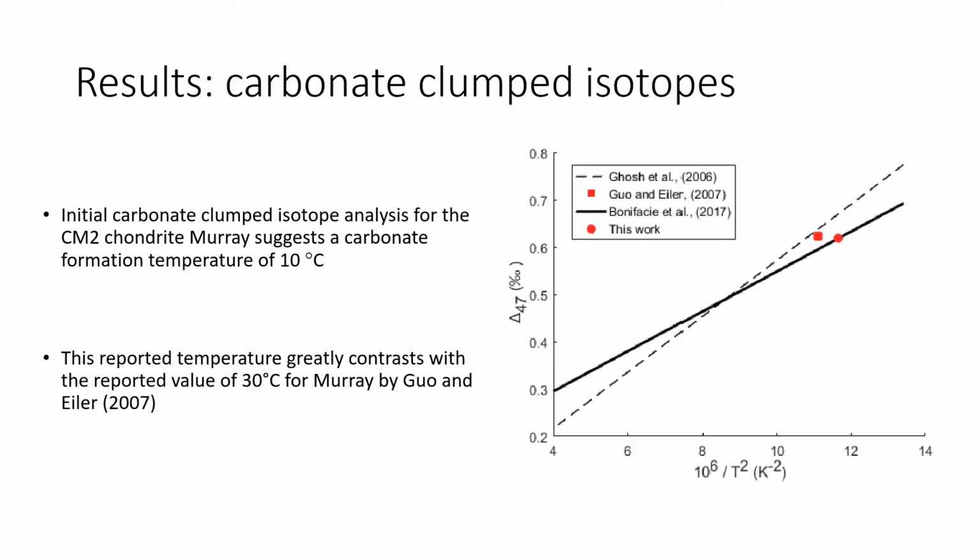Now for the carbonate clumped isotope portion of the project. We have initial carbonate clumped isotope data for the CM2 chondrite Murray, and it suggests a carbonate formation temperature of about 10 degrees Celsius. Now, this reported temperature greatly contrasts with the reported value of 30 degrees for Murray by Guo and Eiler in 2007, but we're using different calibrated thermometers. The one we're using is a little bit newer than theirs, so that might account for some of the difference.